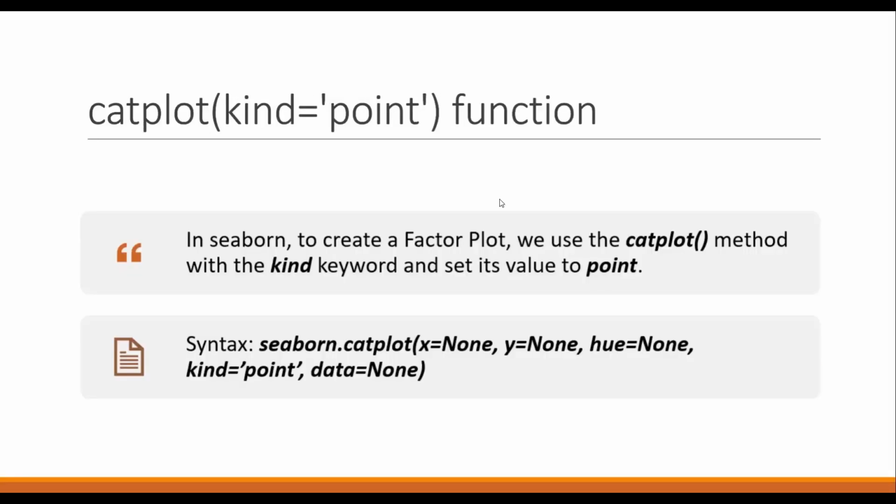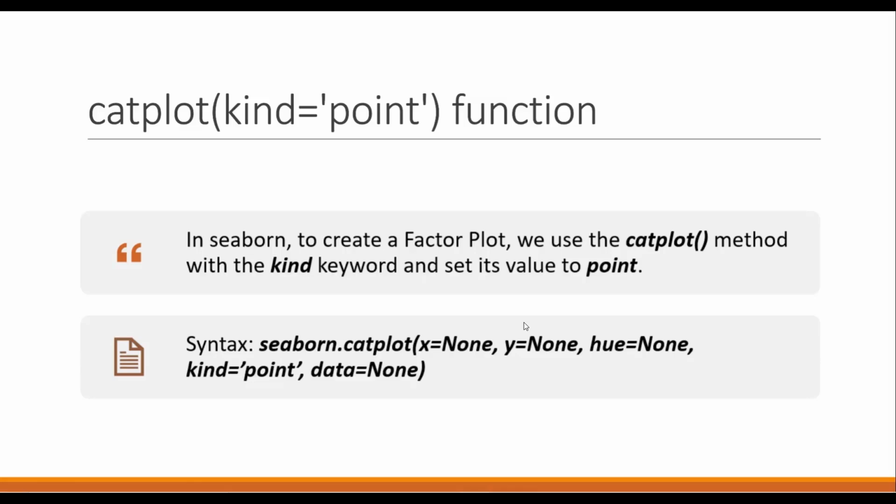Now we will move ahead and learn to create the factor plot. In Seaborn, to create a factor plot, we use the factorplot method in the older versions. And in the latest version, as I am using version 0.11.2 of the Seaborn library, I will use the catplot function, as the factorplot function is not currently working in the newer version. So for this I have to use the catplot function, and I have to set its kind keyword argument to point. And the syntax of the function is seaborn.catplot, and we pass in parentheses various parameters.